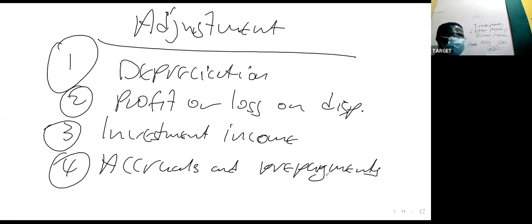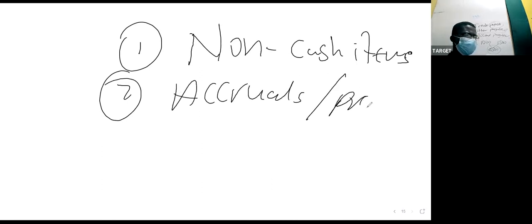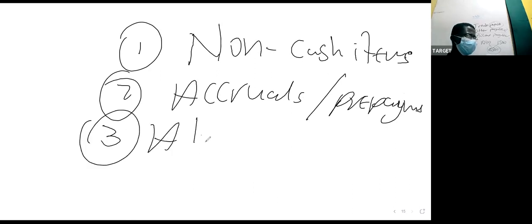So these are the items that you must eliminate. In fact, I call them the big three. One, non-cash items. Two, accruals and prepayment. And number three, alien. All the strangers.